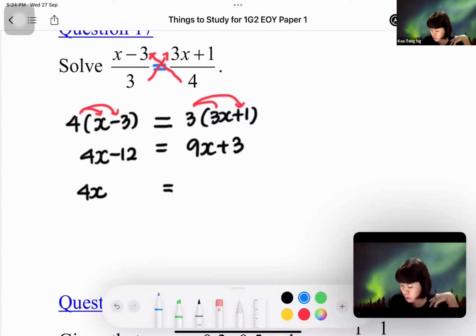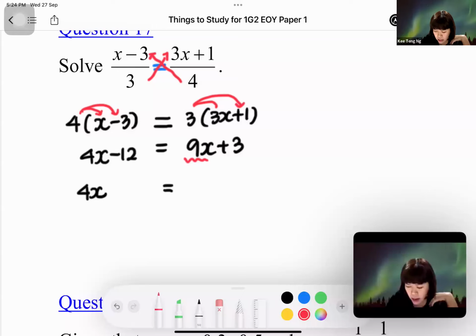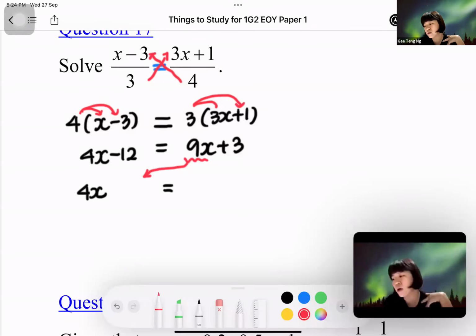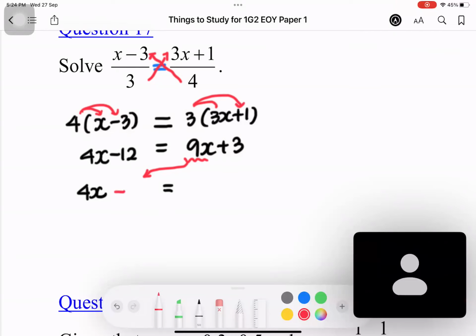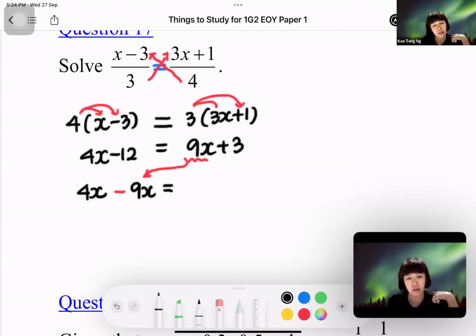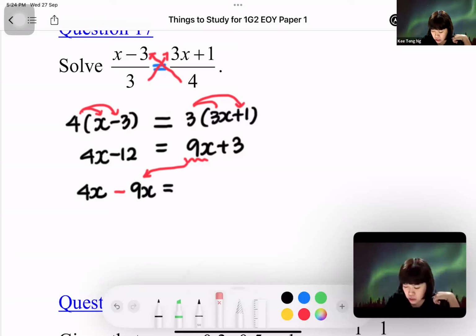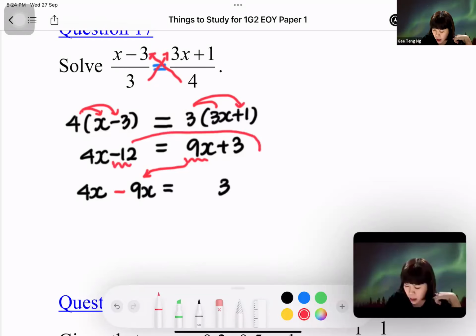Who needs to migrate over, Ariane? 9x, correct? 9x migrate over. So this one, 9x migrates over to this side. What does it become? Negative 9x. Okay, negative 9x. Then on my right-hand side, the numbers will stay still. So 3 will be here. Who migrates? 12. Positive, this one 12, bring over becomes positive 12.